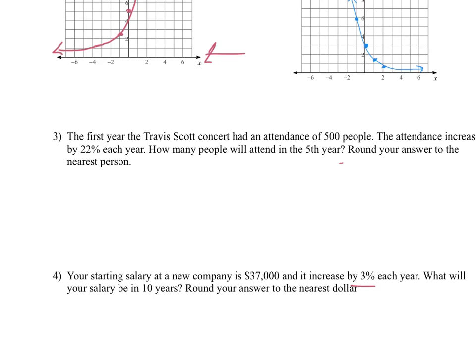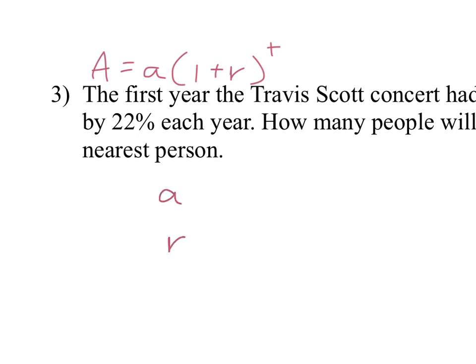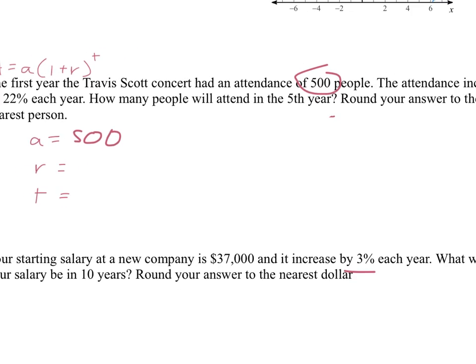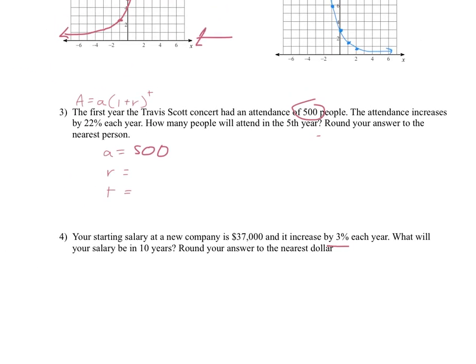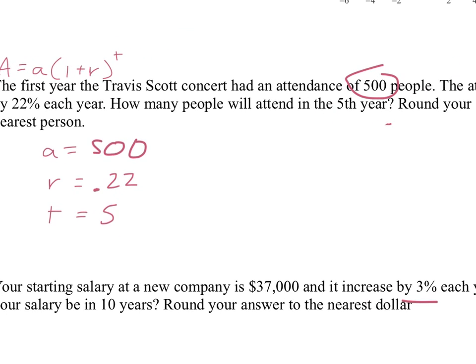Next, for our word problem on the test, we're using this formula. So not the compounded continuously, but just our regular interest rate formula. So we have A times 1 plus r raised to the t. So we need our A, our r, and our t. Our A is our starting amount. So in the first year, there were 500 people. So our starting amount is 500. The attendance increases by 22%, so our rate is 0.22. And then it's asking us for how many people there will be in the 5th year, so our time is 5.